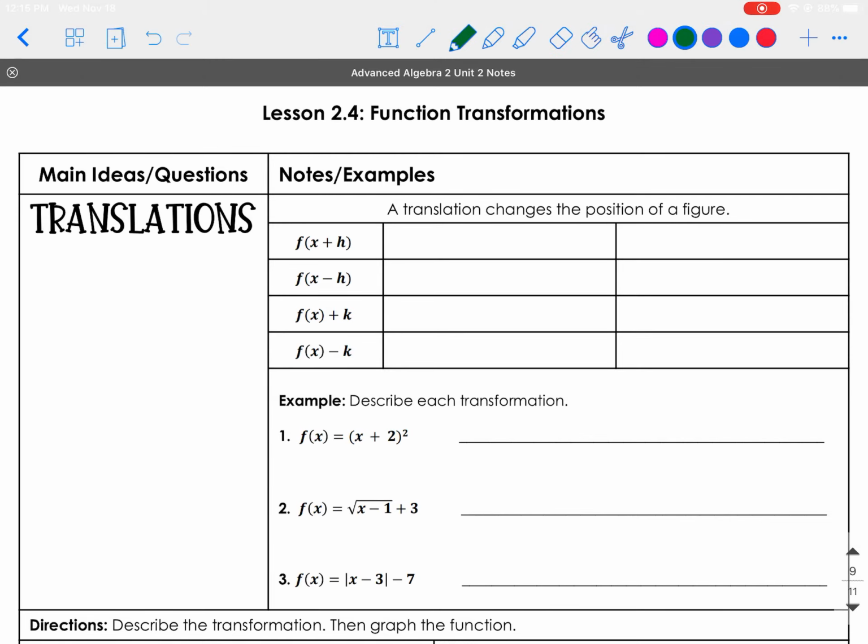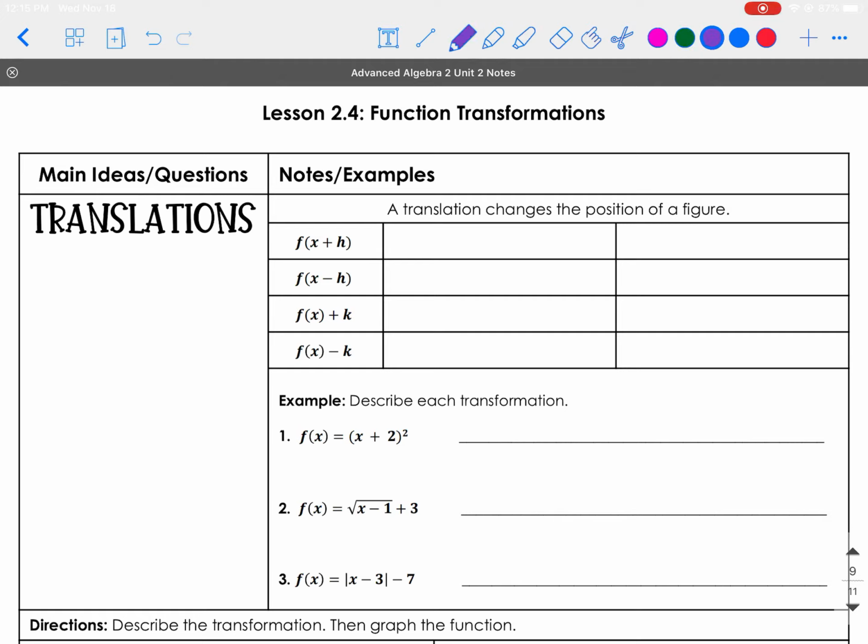Hey everyone, in this video we are going over 2.4, which is function transformations. And before we get started, I want to point out a few different types of functions that are common, ones that you will be working with more later on this year and maybe in your higher level math classes. But there's just three that I just quickly want you to be able to recognize.